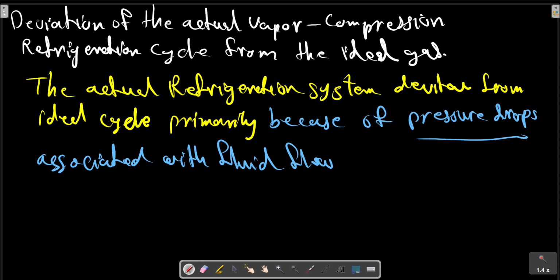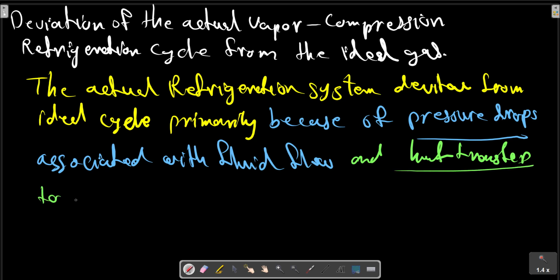And heat transfer to or from surrounding. The actual cycle may approach the one shown in the picture below.